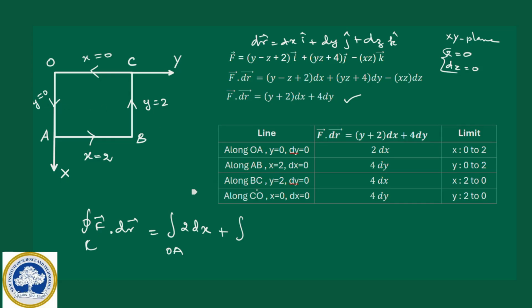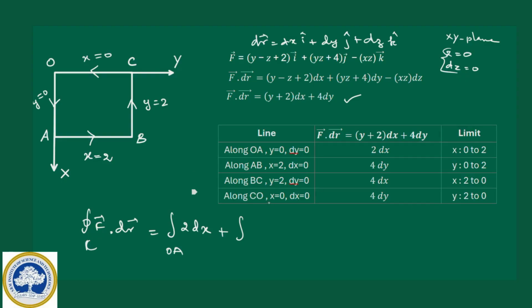Likewise, along BC, what is it? BC is the line y is equal to 2, so dy is equal to 0. So if we substitute here, f dot dr is equal to 4 dx, in such case, x limit we want. So for BC, x limit is 2 to 0. So here we have mentioned 2 to 0.